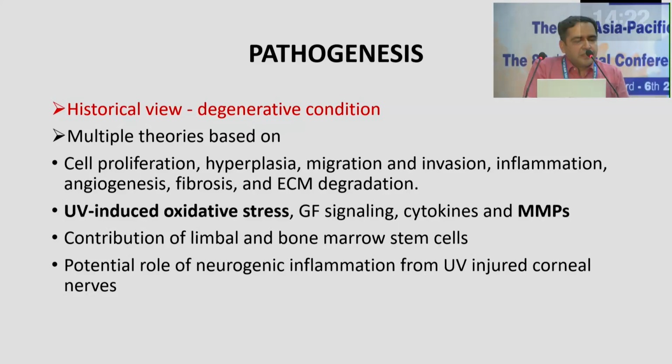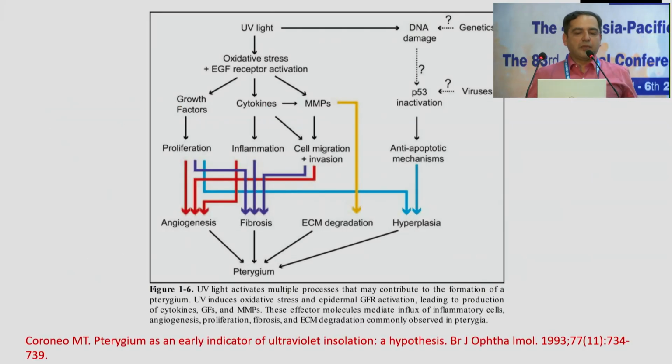Pathogenesis: multiple etiopathogenesis in it. Historical view states that it's a degenerative condition. Multiple theories based upon cell proliferation, hyperplasia, migration, UV-induced oxidative stress, limbal and bone marrow stem cells contribution, and possible potential involvement of neurogenic inflammation from the UV-injured corneal nerves. This is a diagrammatic representation of the various mechanisms involved in the pathogenesis of pterygium.